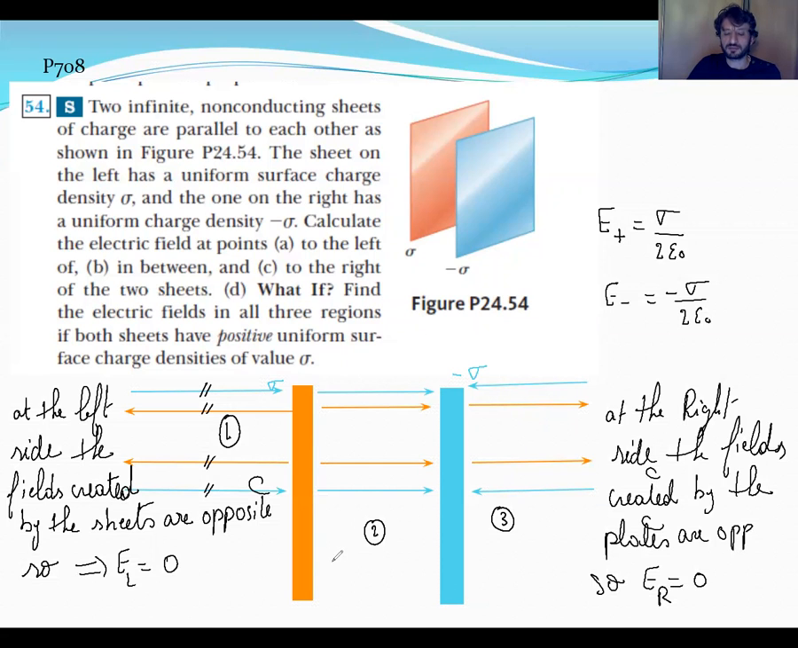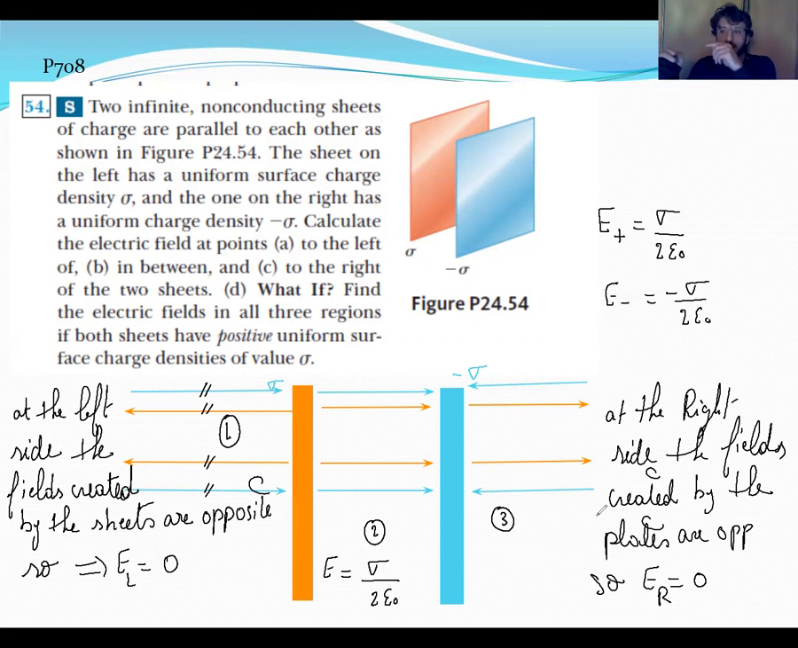But between the plates, the fields have the same direction, so we can add the values. We get E total equals sigma over 2 epsilon 0 plus sigma over 2 epsilon 0. Half plus half. The total will be sigma divided by epsilon 0.